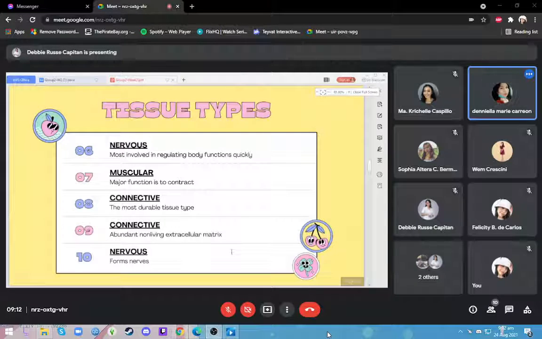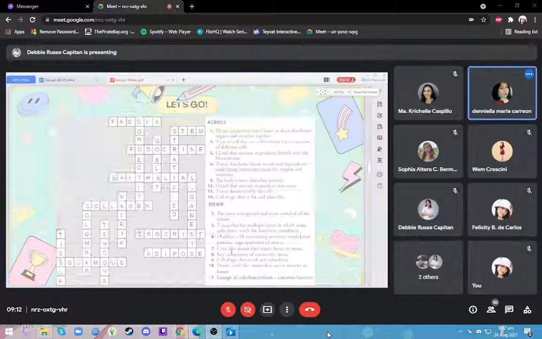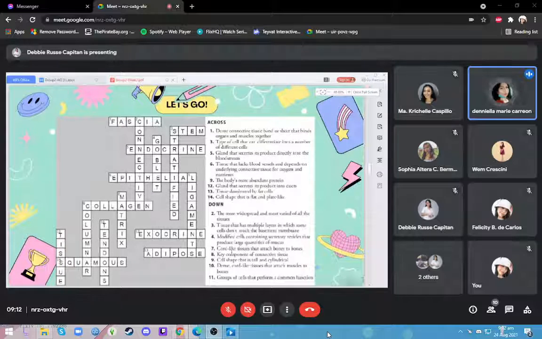Number 6, most involved in regulating body functions quickly, nervous. Number 7, major function is to contract, muscular. Number 8, the most durable tissue type, connective. Number 9, abundant non-living extracellular matrix, connective. Number 10, forms nerves, nervous. So let's proceed to the crossword puzzle.